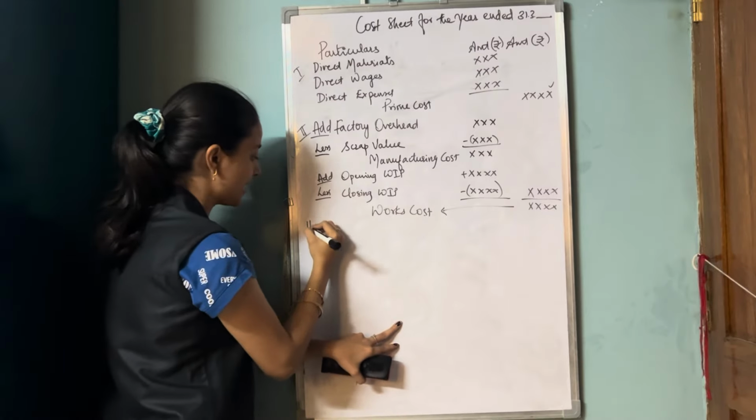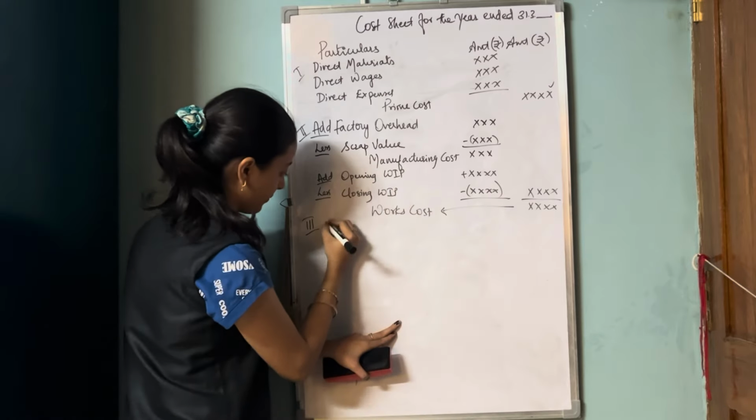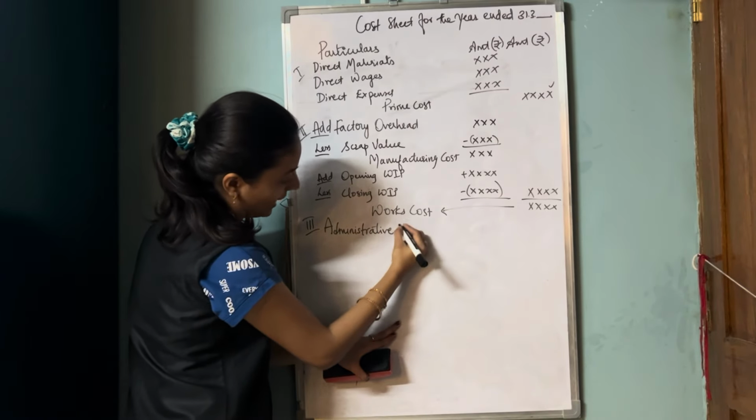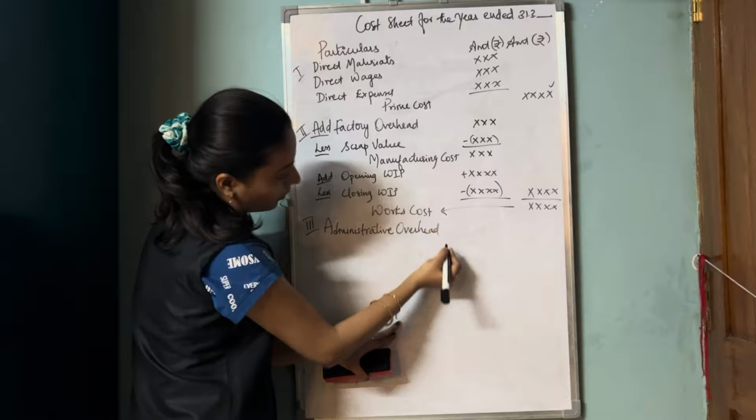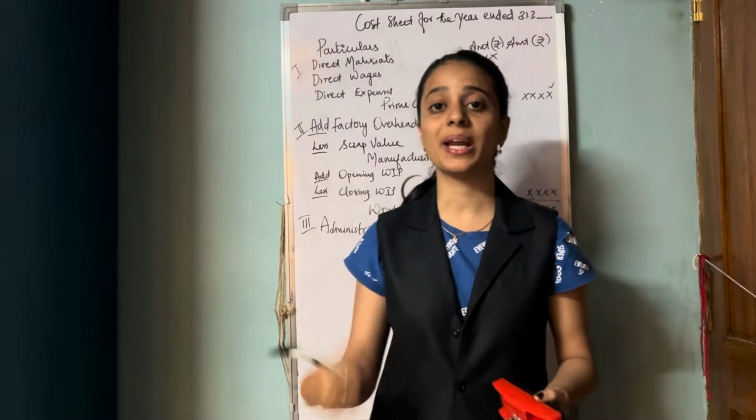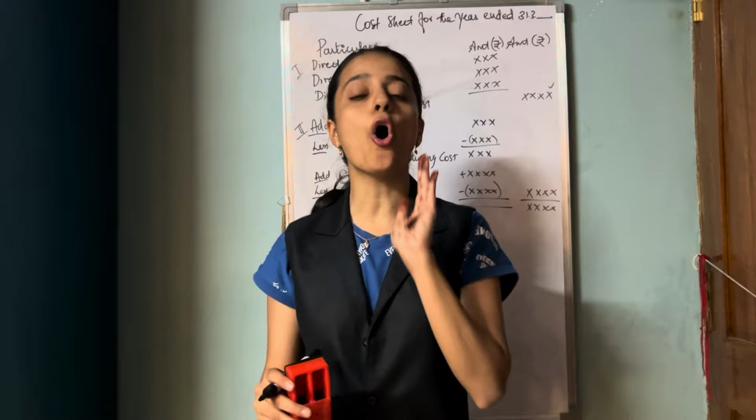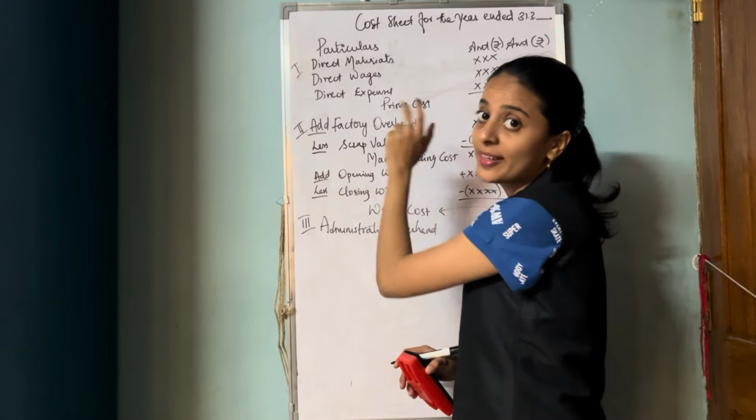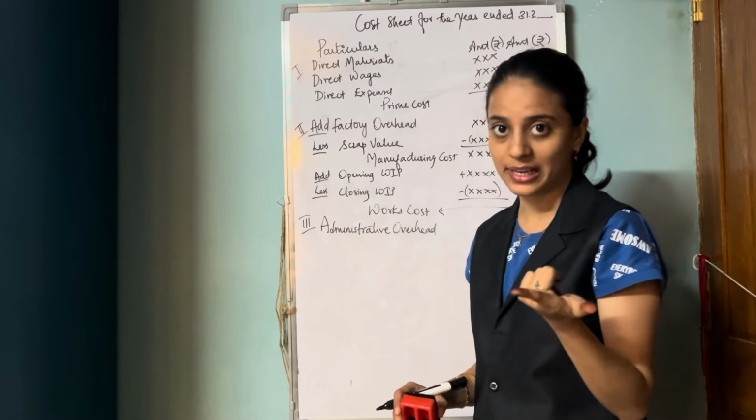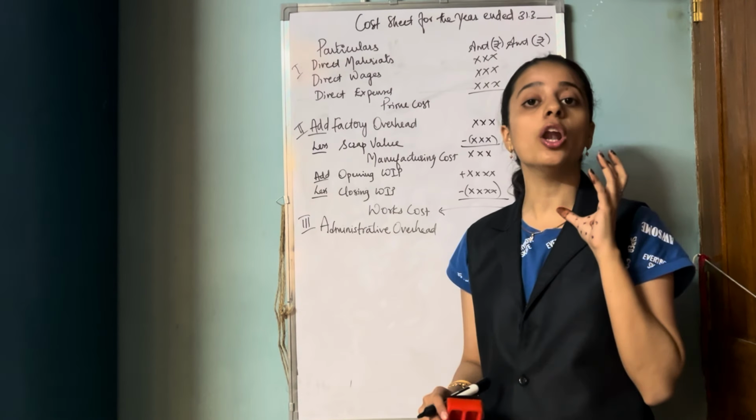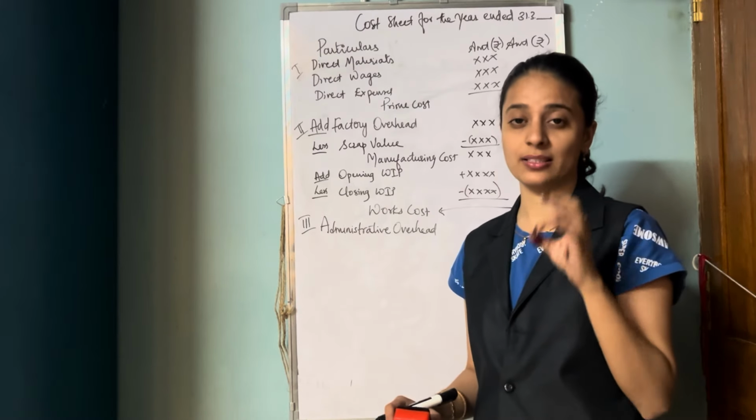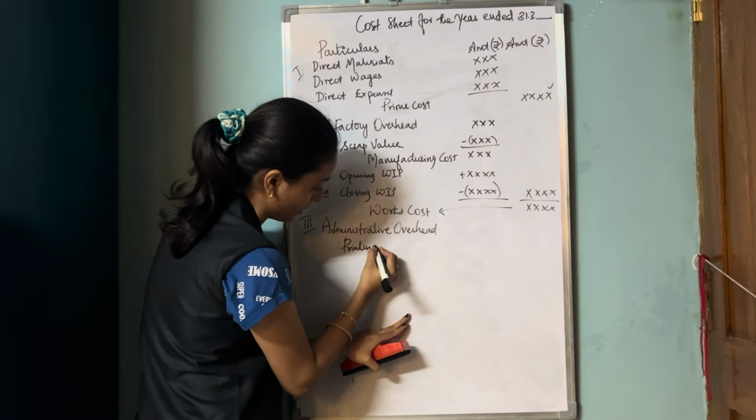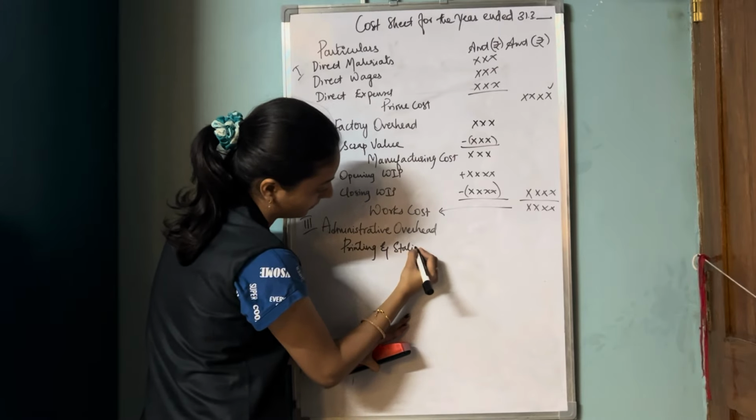Fine. So the next overhead is administrative overhead. What do you understand by the word administrative? It's nothing but all the office related expenses. Here, what did we take? All factory related expenses, all manufacturing related expenses. Here we will take all office related expenses. We will consider all the administrative expenses like printing and stationery.